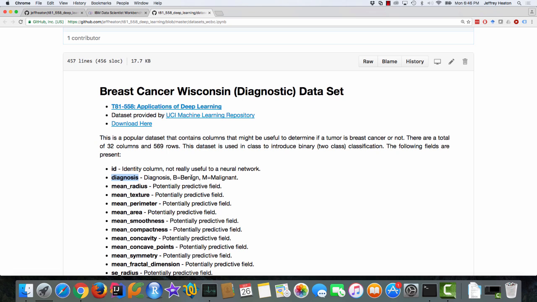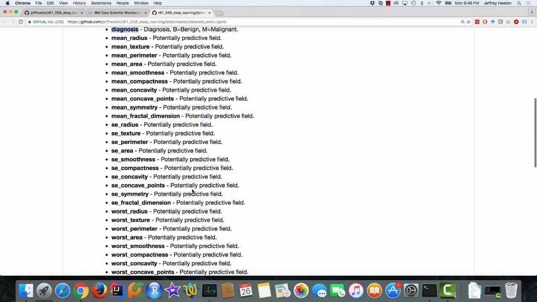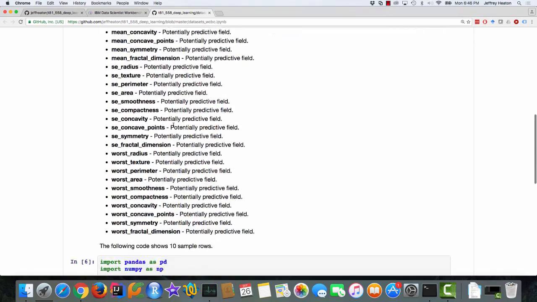Now, we're not trying to diagnose if the person has a tumor or not. This is a case where they have found an actual tumor and they are trying to determine if it's cancerous or not, if it's malignant. So malignant is going to be 1, positive. Benign is going to be 0, negative. And these are all these other values that they have.